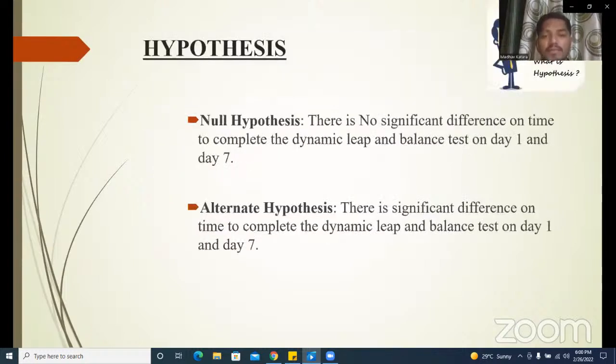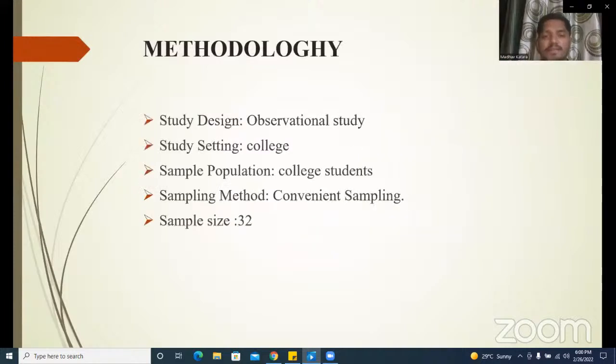Hypothesis. Null hypothesis: there is no significant difference in the time to complete the dynamic leap and balance test on Day-1 and Day-7. The alternate hypothesis: there is a significant difference in the time to complete the dynamic leap and balance test on Day 1 and Day 7.